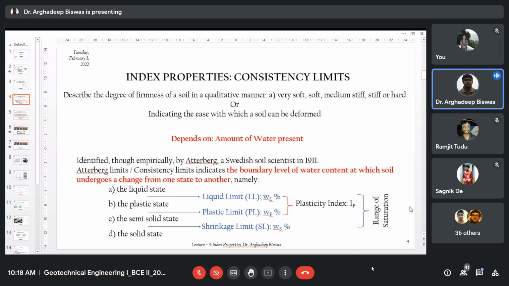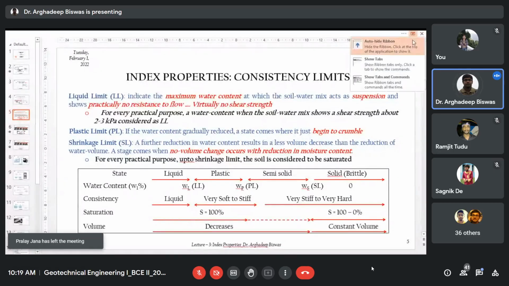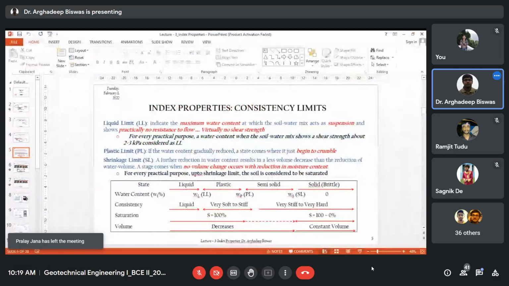Now, what is the property of these limits, or what behavior do the limits have? The liquid limit is actually the maximum water content at which the soil-water mix acts as a suspension and shows practically no resistance to flow, virtually no shear strength. What does it mean? What does it indicate?